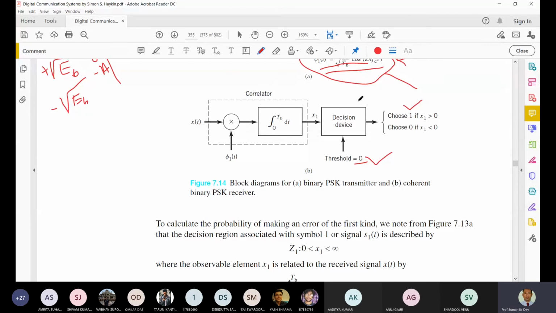Whenever a signal comes over there, we'll get some value, the S1. If the S1 value is greater than the threshold value, then it will be chosen as a 1. If the input value of the decision device is less than 0, then it will be chosen as a 0.